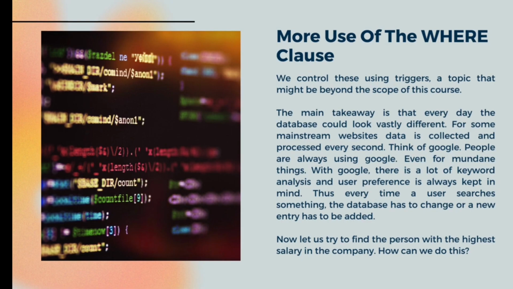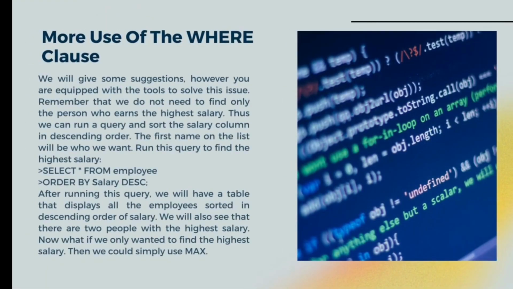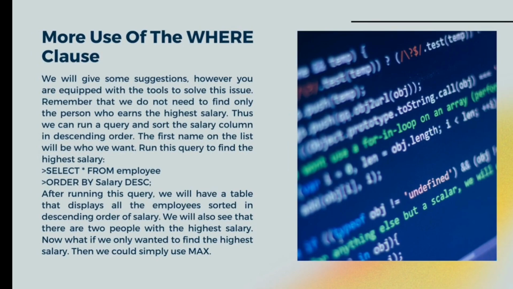Now let us try to find the person with the highest salary in the company. How can we do this? We will give some suggestions, however you are equipped with the tools to solve this issue. Remember that we do not need to find only the person who earns the highest salary. Thus we can run a query and sort the salary column in descending order. The first name on the list will be who we want.